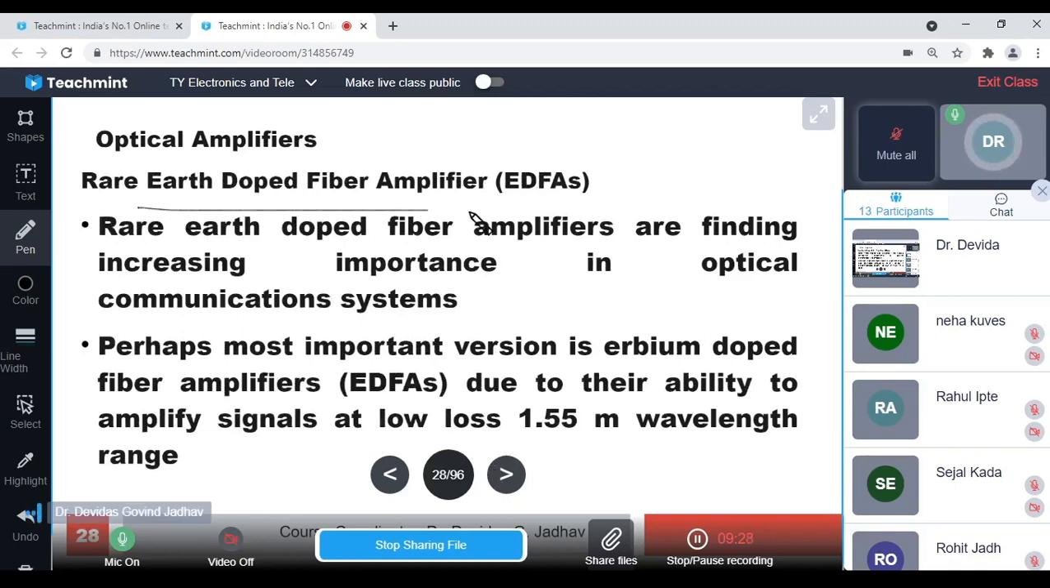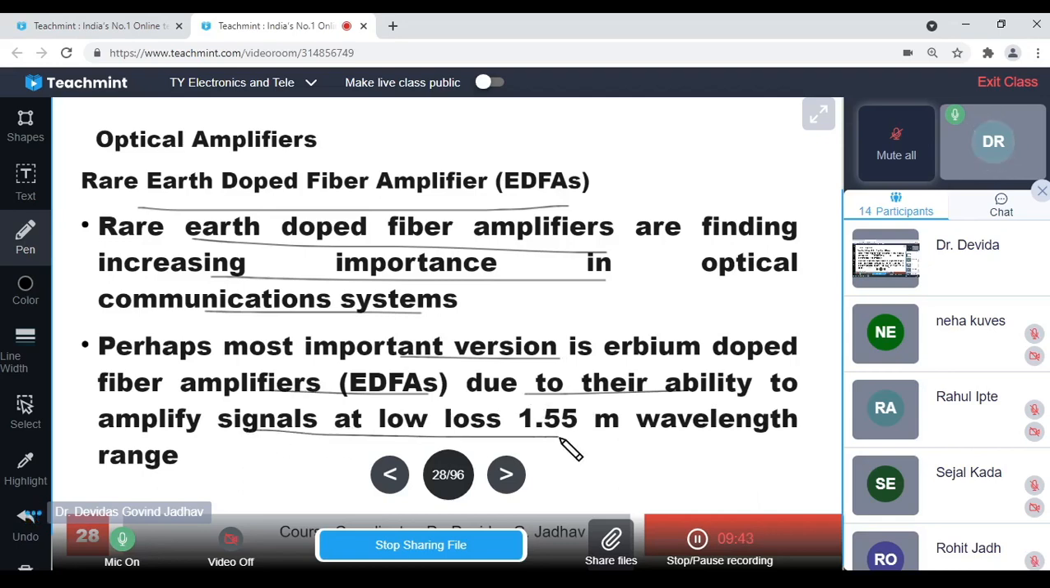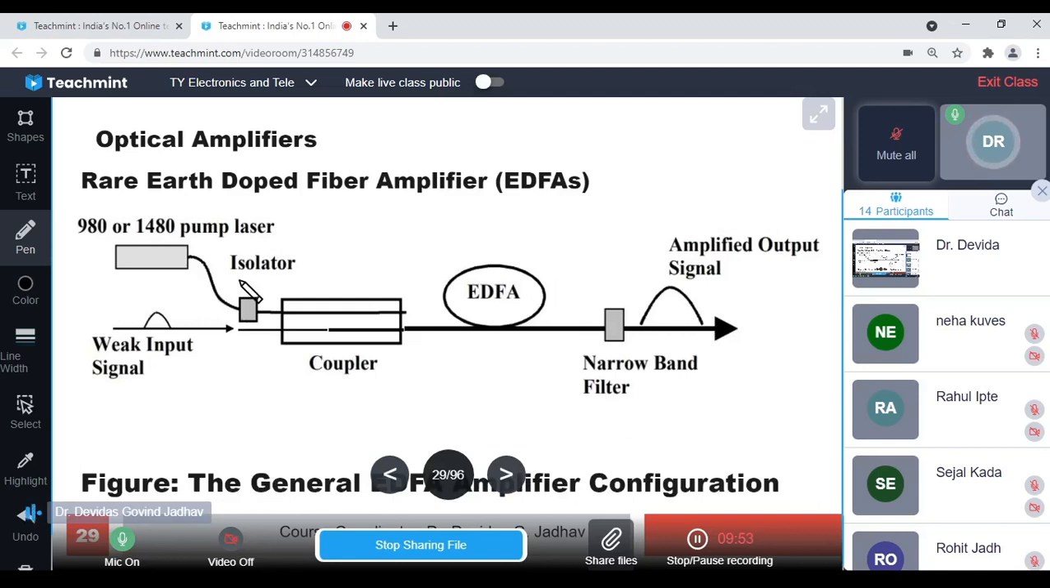Now the rare earth doped fiber amplifier, EDFA. Rare earth doped fiber amplifiers are finding increasing importance in optical communication systems, because of their ability to amplify signals as low as 1.55 micrometer wavelength. So the rare earth doped fiber amplifier, EDFA, has this block diagram.